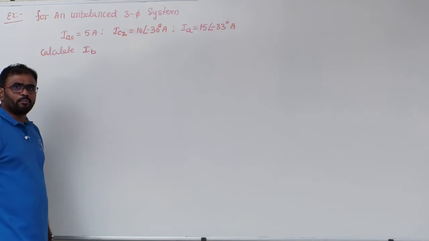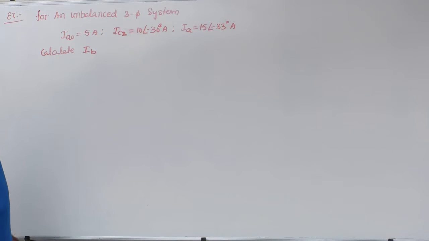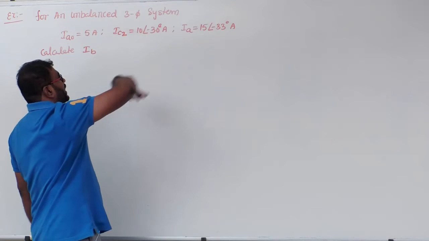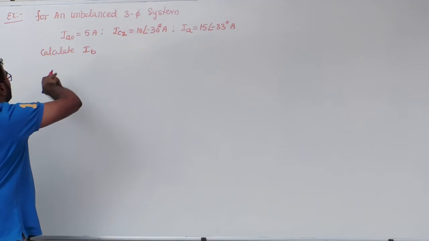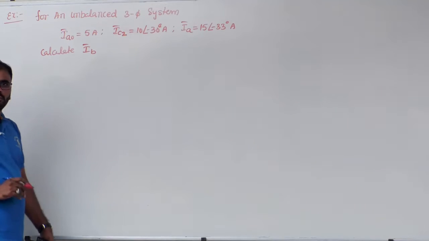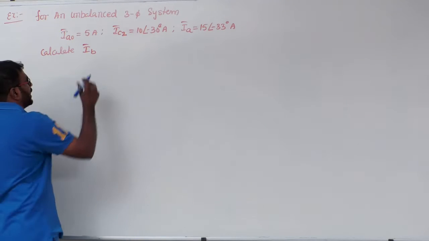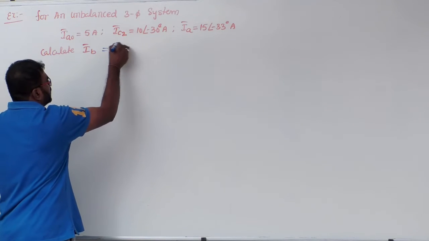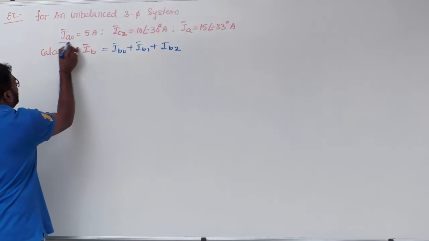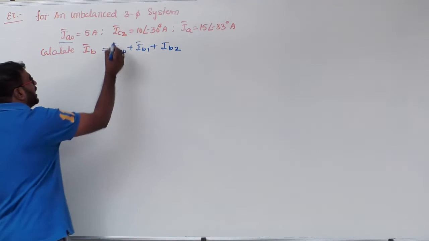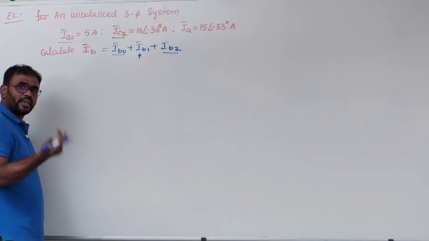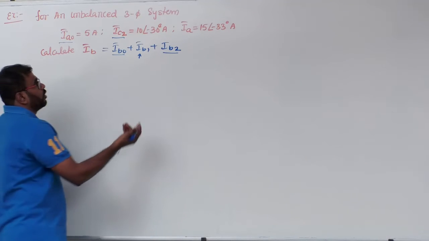Now we will solve another example. For an unbalanced three-phase system, IA0 is 5 ampere, IC2 is 10 at an angle minus 30, and IA is 15 at an angle minus 33 degree ampere. Calculate IB. But if I want to solve for IB, we know IB equals IB0 plus IB1 plus IB2. IA0 is given, so I can calculate IB0. IC2 is given, so I can calculate IB2. But how to calculate IB1? For that I need IA1. So how to calculate IA1?